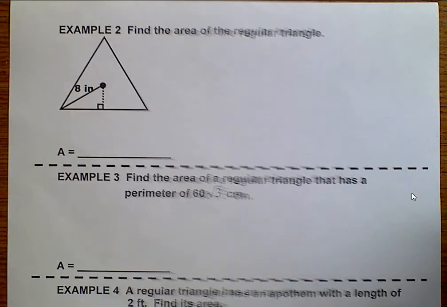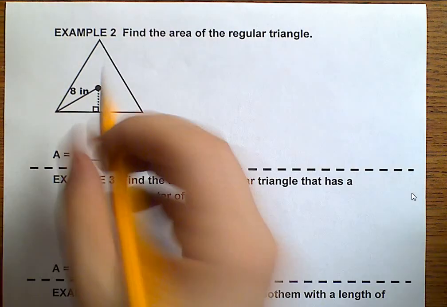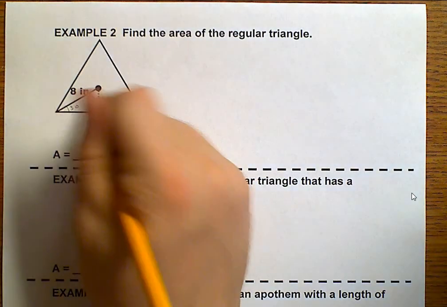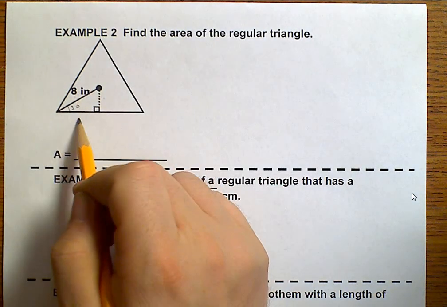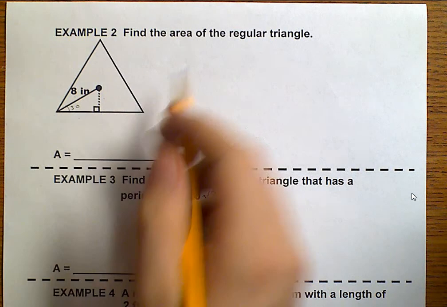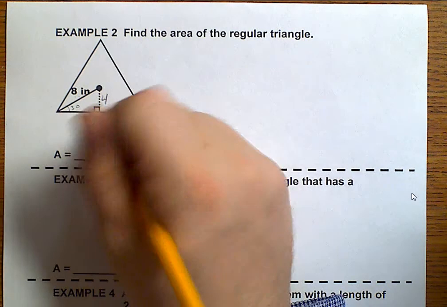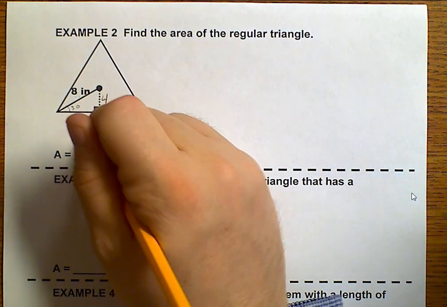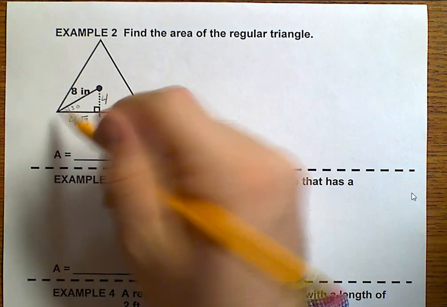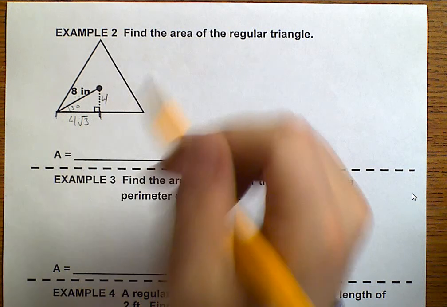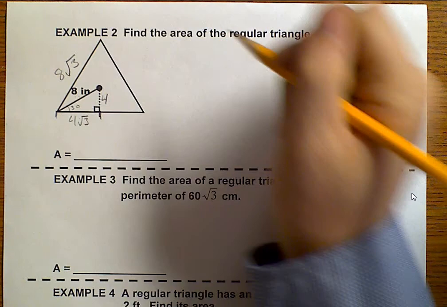We want to find the area of our regular triangle. Now, in all regular triangles, this will be 30. So that means that we're dealing with x, 2x, and x square root of 3. So this is 8. That means that this is 4, which means that this is 4 square root of 3. Now, if half is 4 square root of 3, then the whole side would be 8 square root of 3.